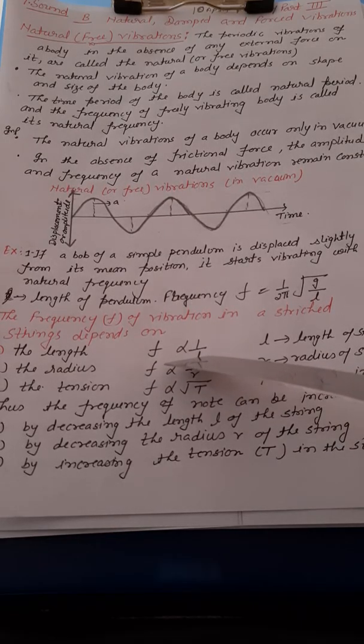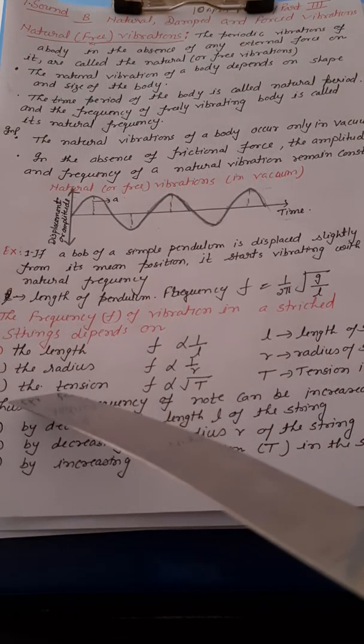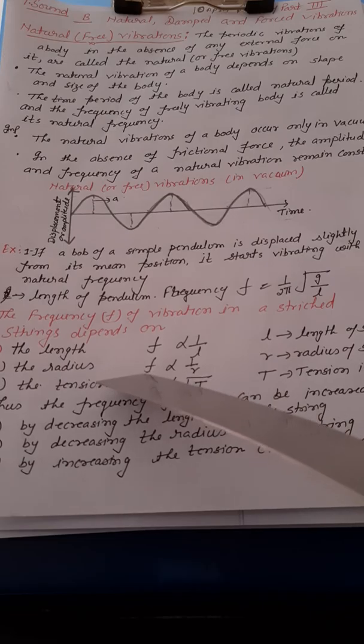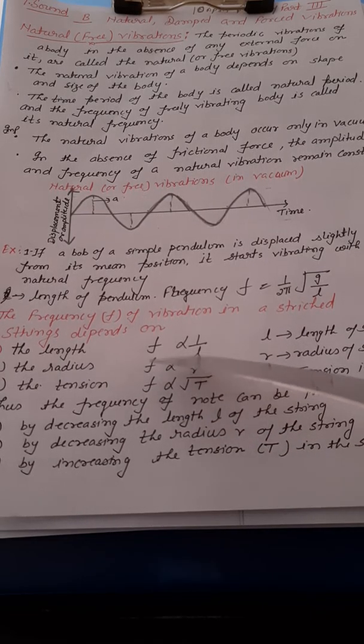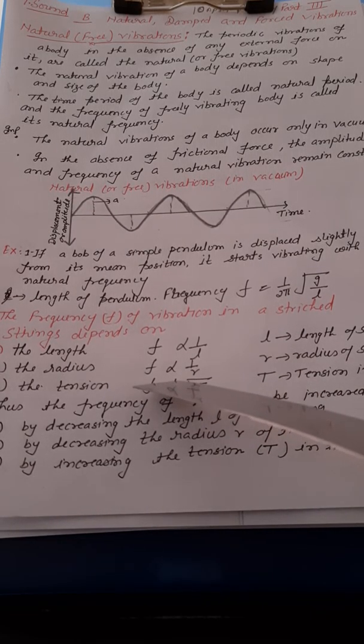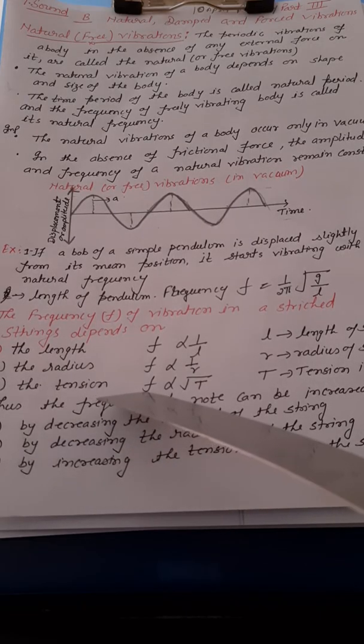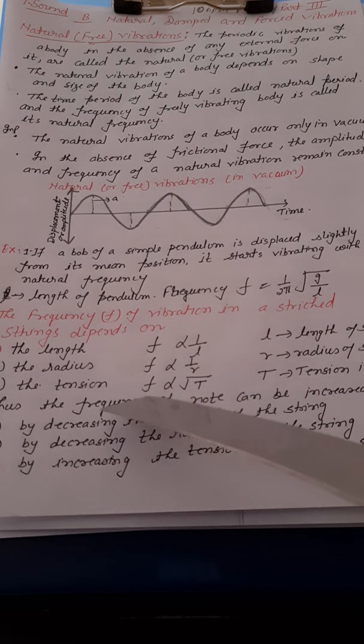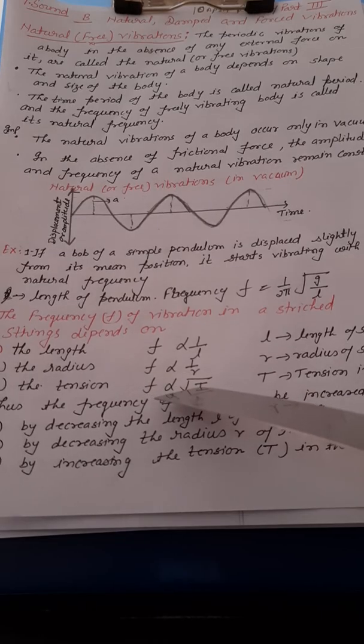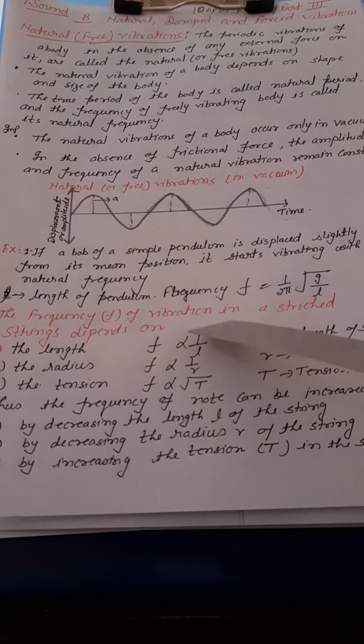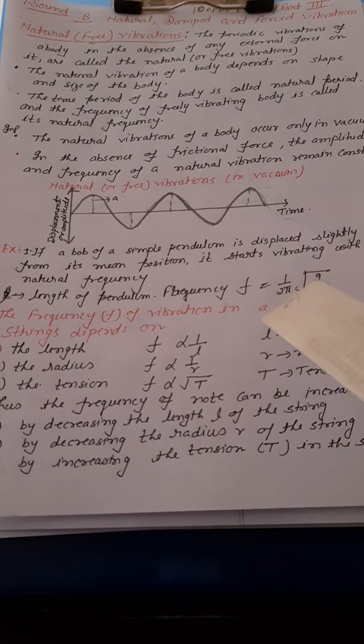By increasing the length, vice versa. The radius of the string: F is inversely proportional to R. In the same way, for tension, F is directly proportional to the square root of tension. Now from these three factors, you can ask many application-based questions.